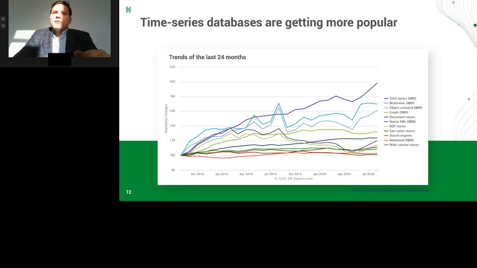This picture describes the trends from the last 24 months and which data storage types are the most popular, based on what is around on the internet: search results, how much people are interested, how much people are looking for information, how much people are interacting in the community, and so on. We can see a huge growth in the time series database area, which I think resonates well with the previous message.